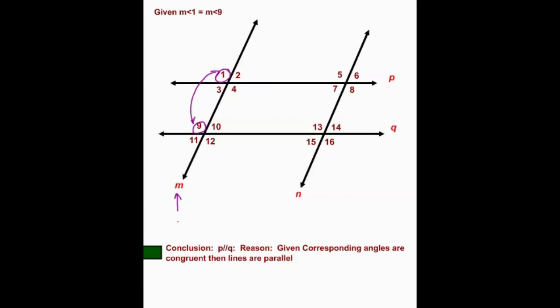And the lines that are parallel are the ones that cross this transversal, P and Q. These are parallel, so we can write a little parallel symbol right here. This is very important. Our conclusion is these two lines are parallel, and the reason, given corresponding angles are congruent, then lines are parallel. Have this well known. Next example.